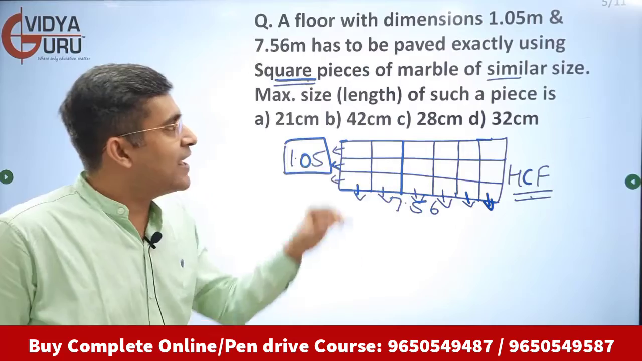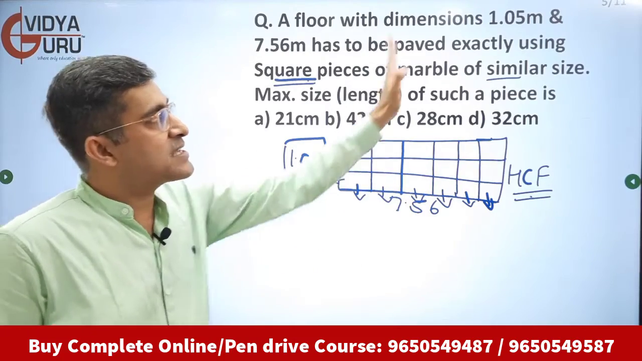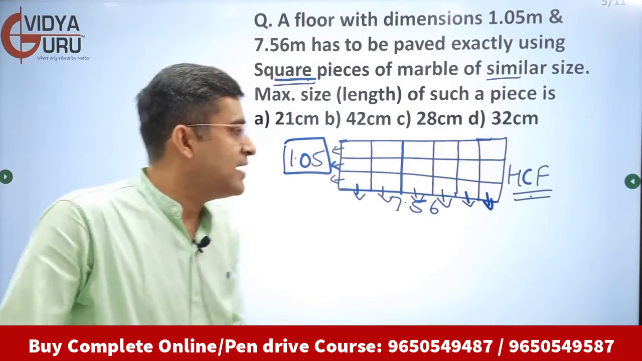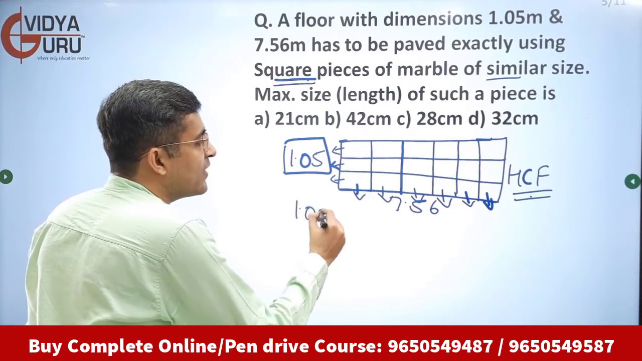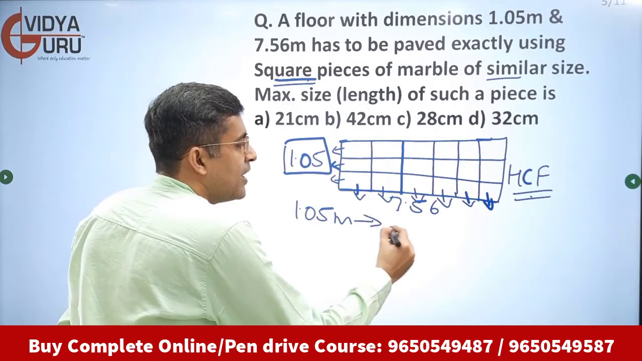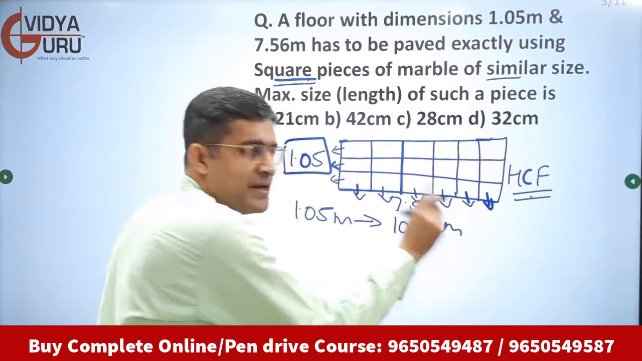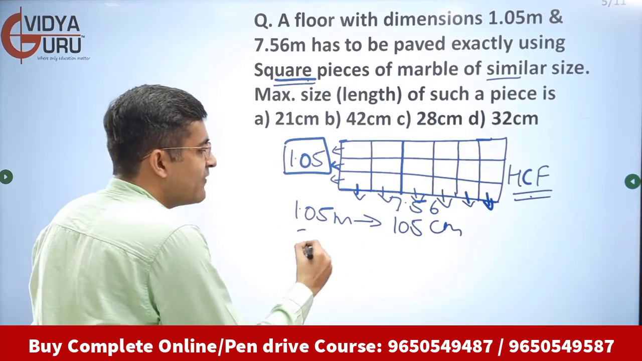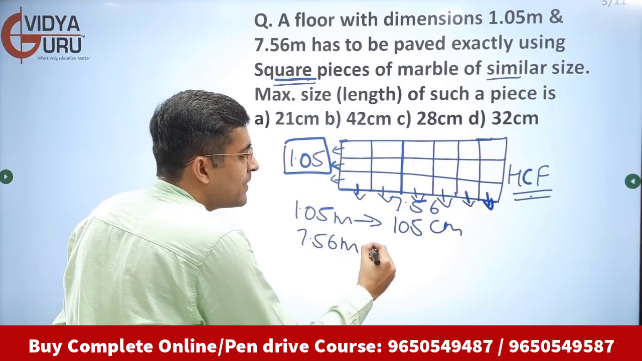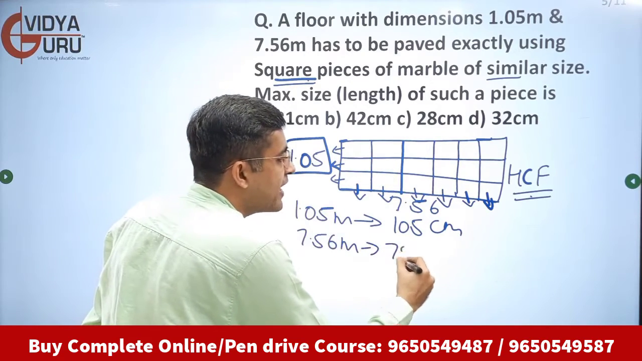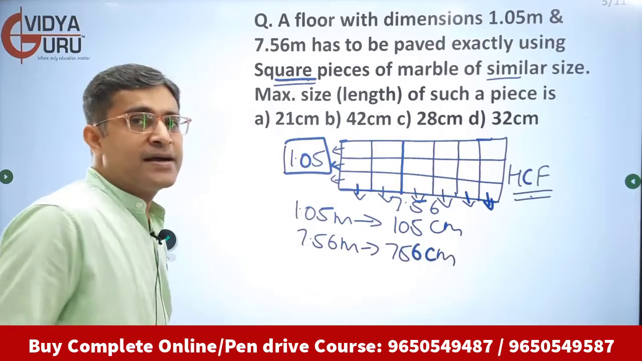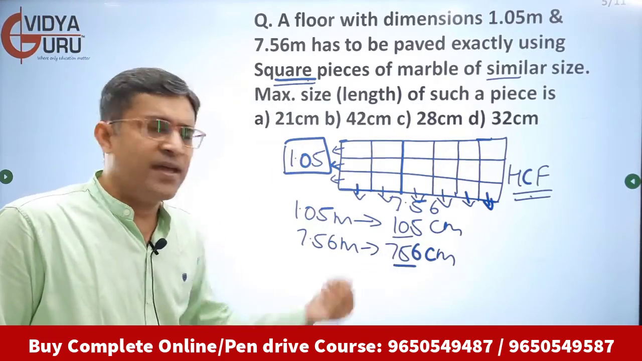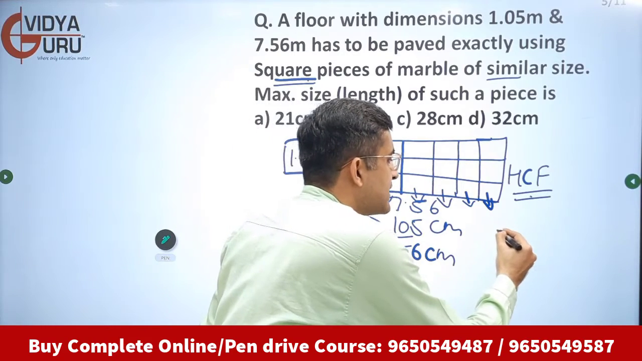Got the point? So let's make our lives easy. Let's convert these values into centimeters so that we don't have to worry about decimals. So 1.05 meter becomes 105 centimeter. I'm just converting it into centimeters. 7.56 meter will become 756 centimeter. Now I have these two values. I have to find out the HCF. I will go with the long division method this time.